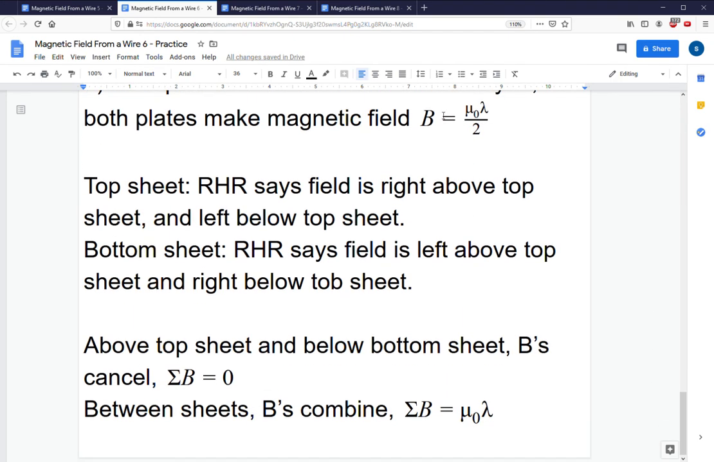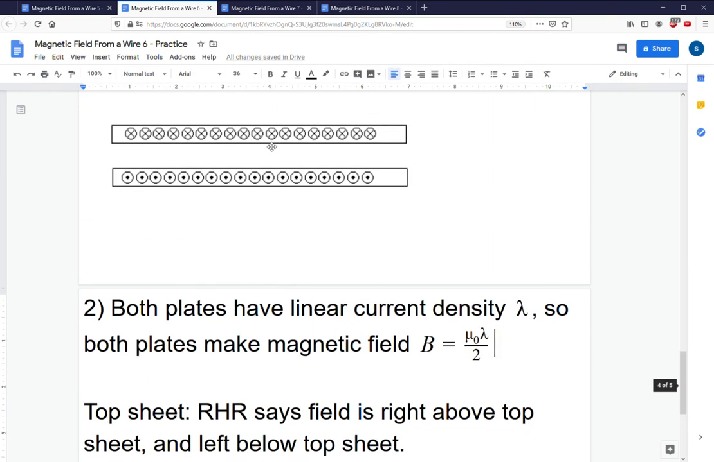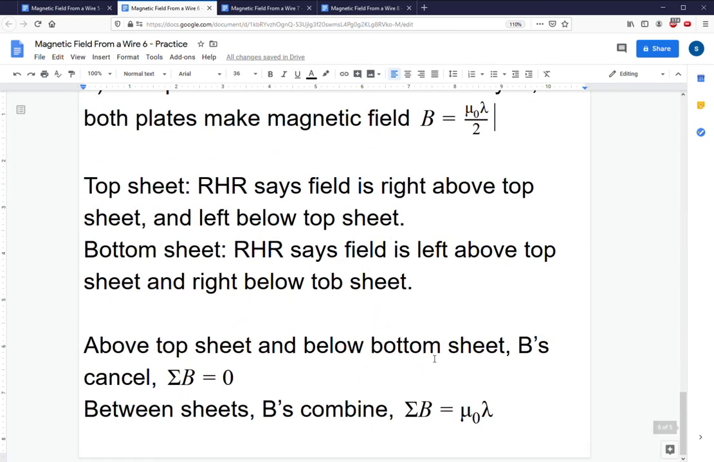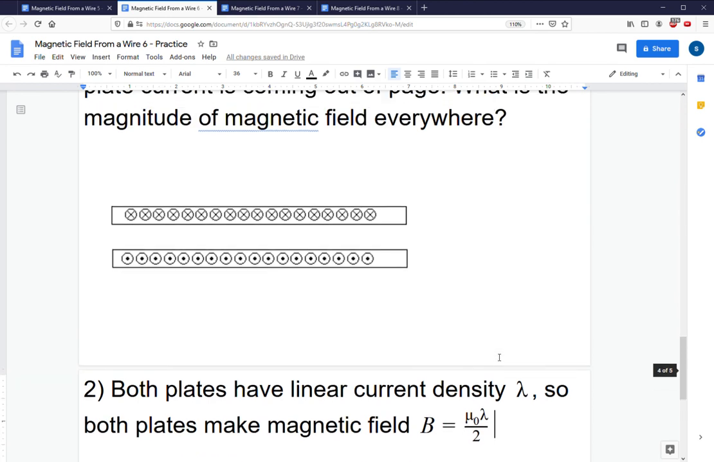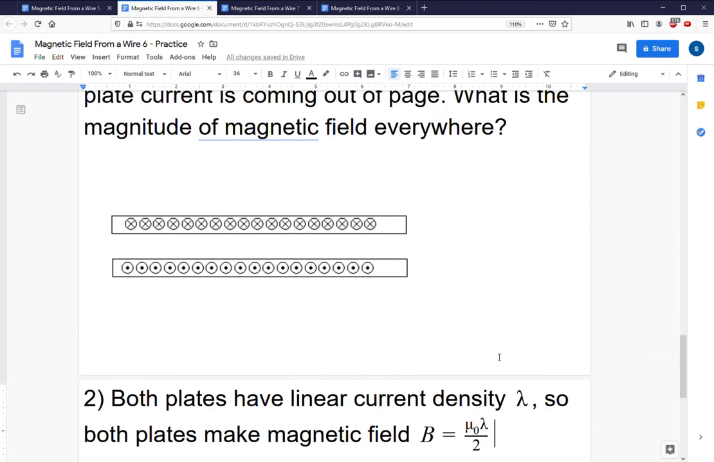And so the total magnetic field is equal to mu sub naught lambda over 2 from the top sheet plus mu sub naught lambda over 2 from the bottom sheet, or just mu sub naught lambda. Now, this problem should be setting off some memories, because this looks an awful lot like the capacitor problems that we dealt with in electric circuits. Remember that for the next lecture.